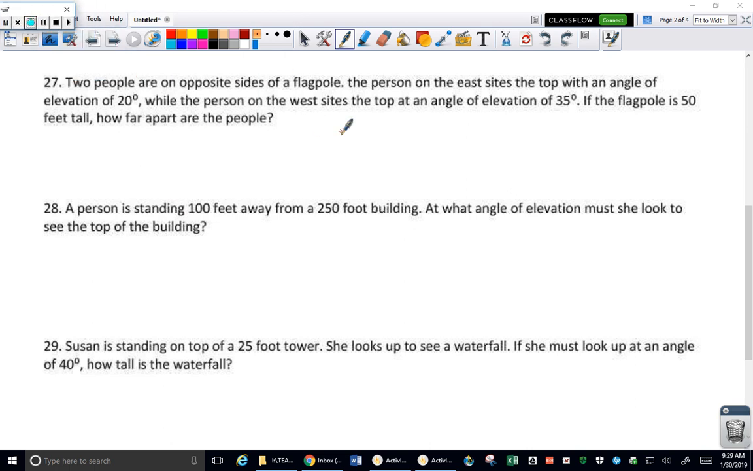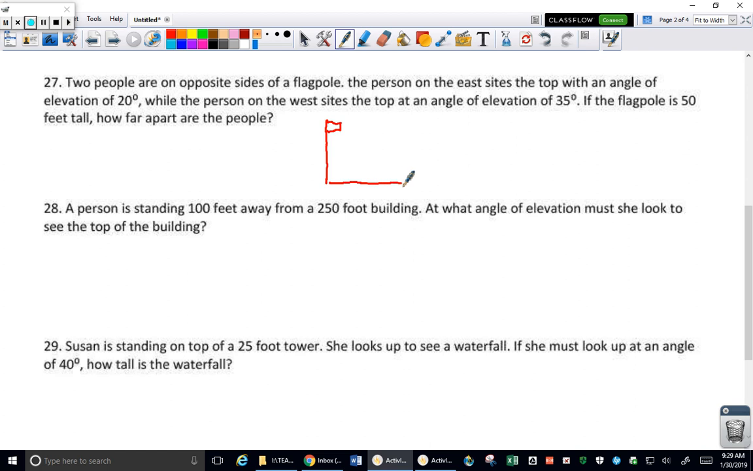Okay, here we have some applications of trig functions. So make sure you have a calculator handy and it's in degree mode because all of these will be talking about degrees. So the first one we have two people on opposite sides of a flagpole. So here's our flagpole. Draw a flag there just so we know it's a flagpole.